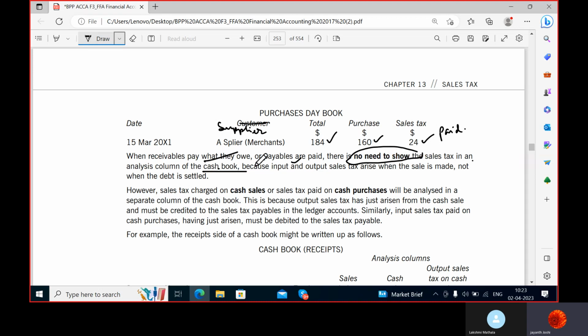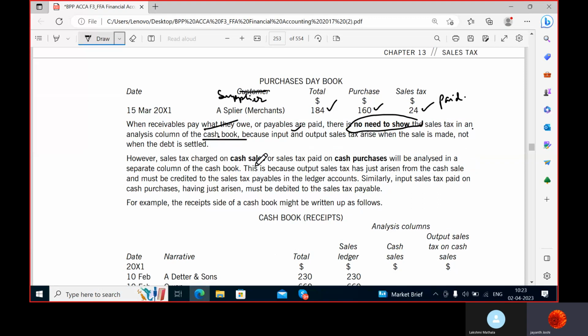However, sales tax charged on cash sales or sales tax paid on cash purchases will be analyzed in a separate column of the cash book. This is because output sales tax has just arisen from a cash sale and must be credited to sales tax payable in the ledger account. Similarly, input sales tax on cash purchases, having just arisen, must be debited to sales tax payable.